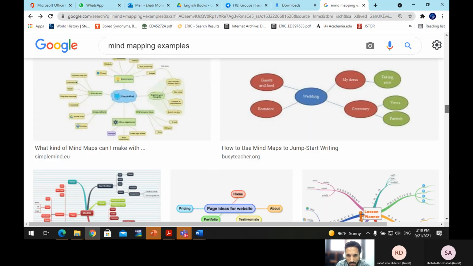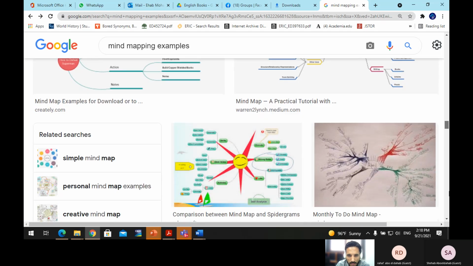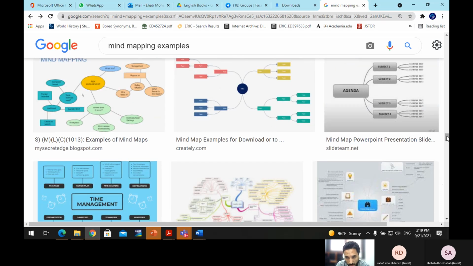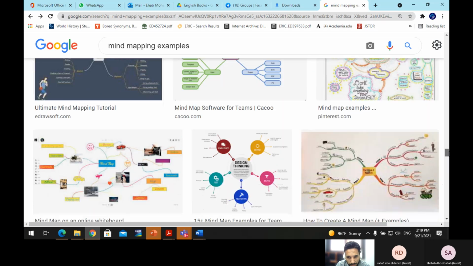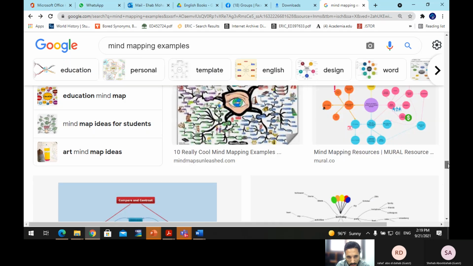Okay, now all of these are mind maps. By the way, the mind mapping technique can be used in studying. This is one of the most important study skills. You can summarize chapters, you can summarize subjects by using this technique. Okay? Now, as you see, my map ideas.